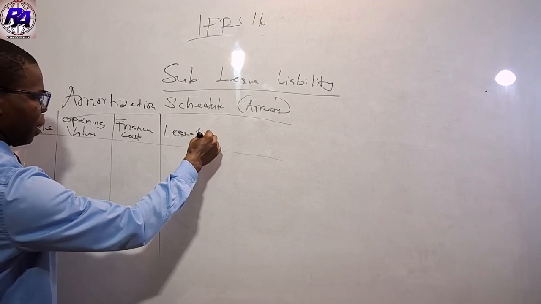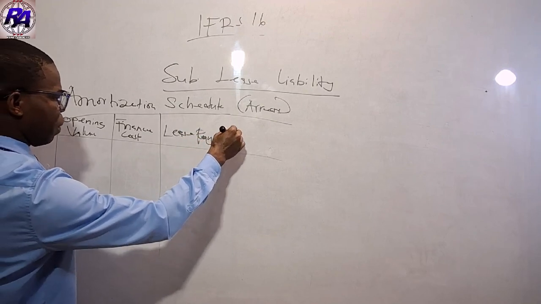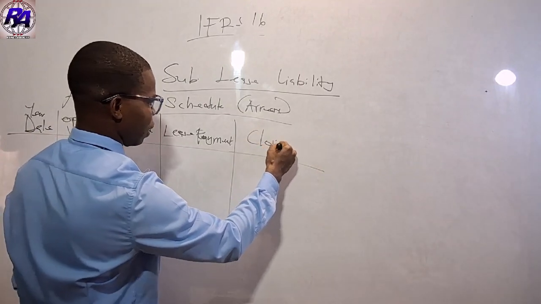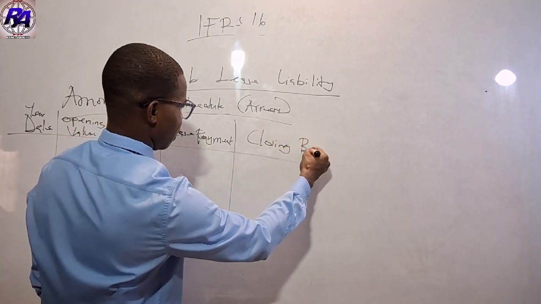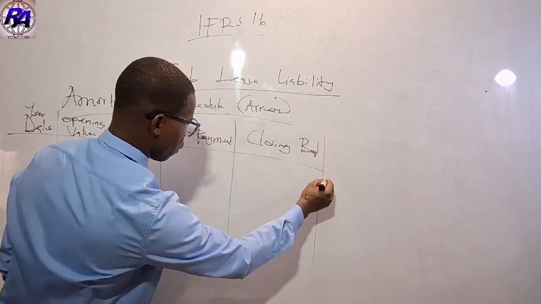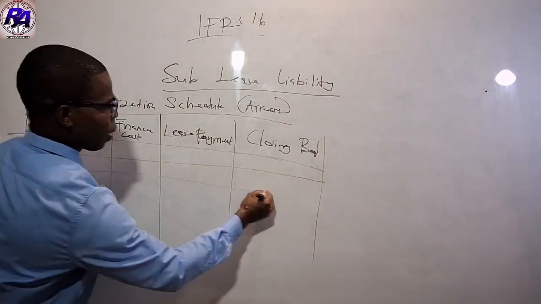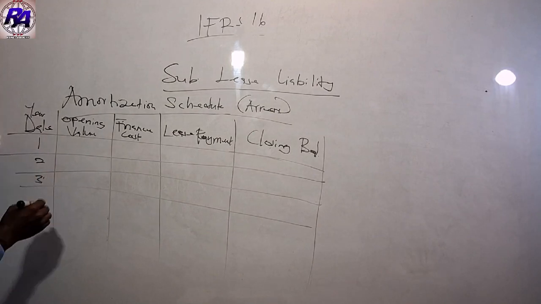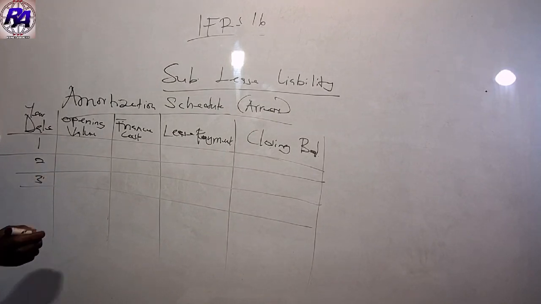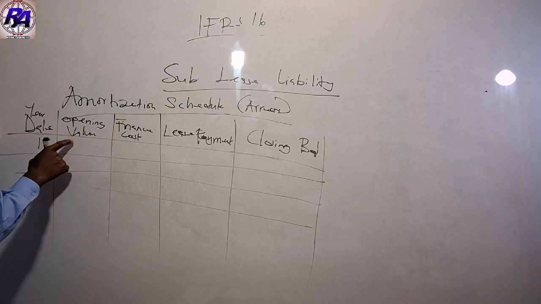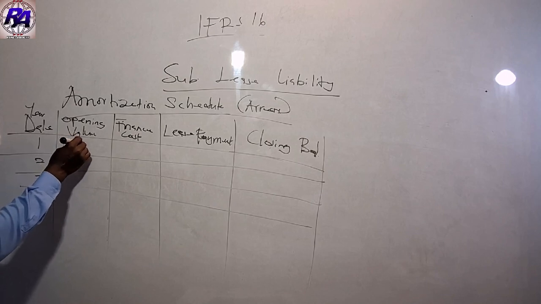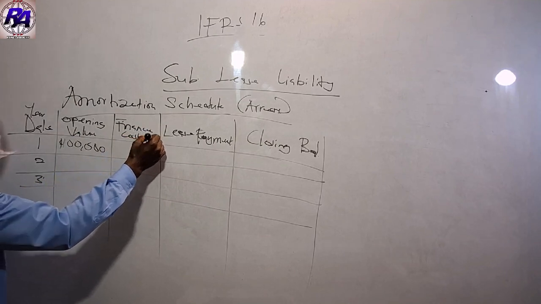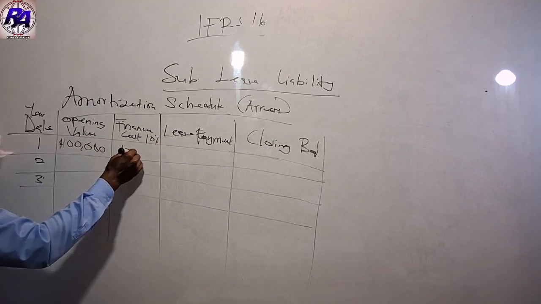So lease payment, and then the final figure here is going to be our closing balance. So let's say this year 1, year 2, and then year 3. I'm just going to write some figures for understanding sake. So let's say our initial measurement of the lease liability is $100,000. So our interest rate here is 10%. So 10% on this will give us 10,000.